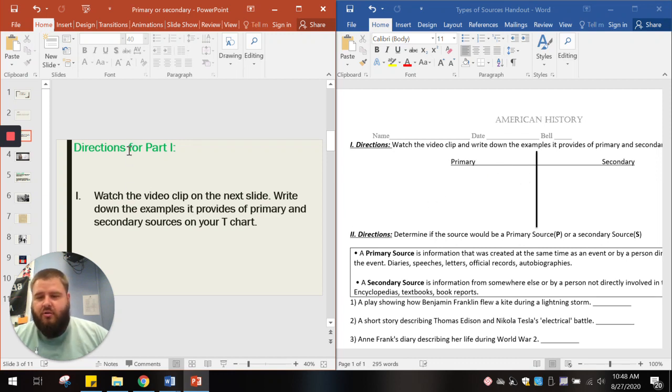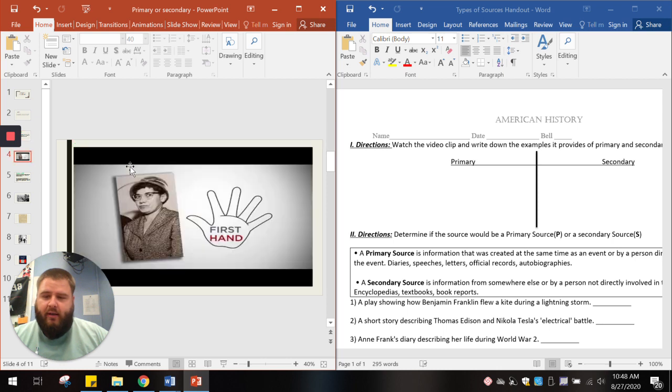So, our directions. Watch the video clip on the next slide. Write down the examples it provides of primary and secondary sources. So, here in the video, the next slide, watch it. If whatever it says is a primary source, write down the examples. What it has for a secondary source, write down the examples on your T-chart.